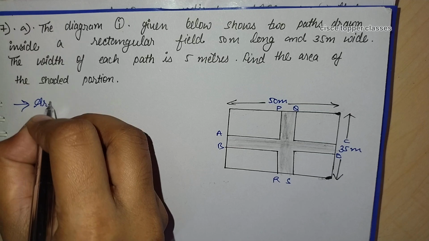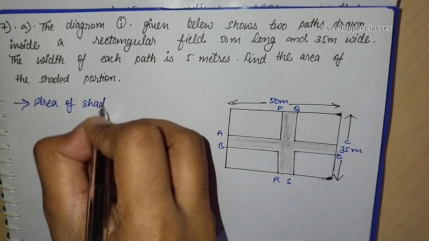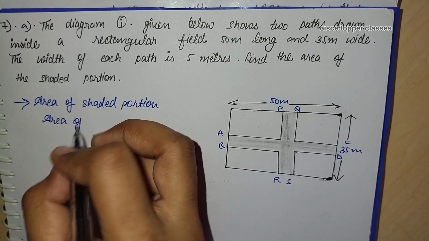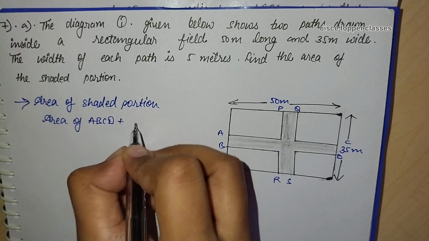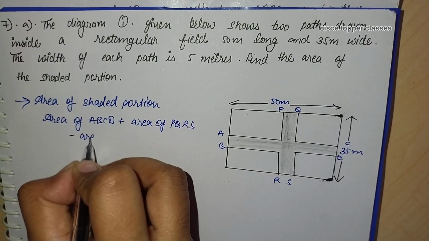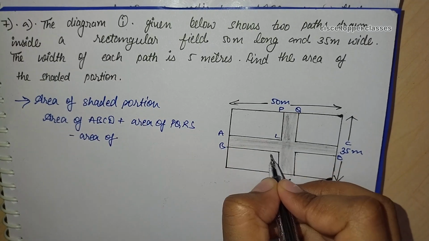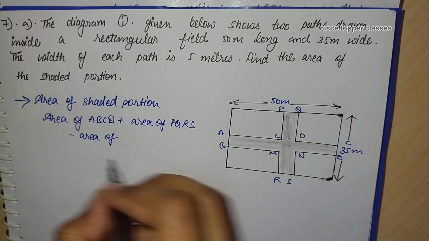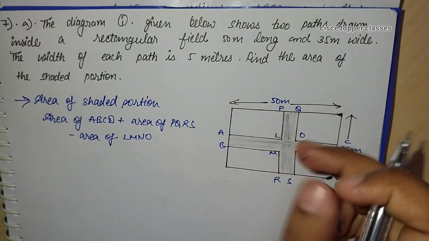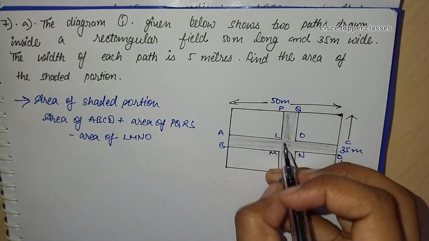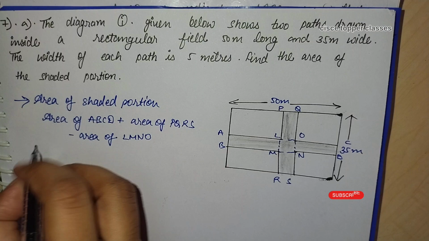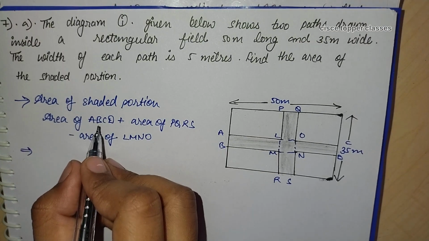So here we can write the area of shaded portion as the sum of area of A, B, C, D plus area of P, Q, R, S minus area of, let this be L, M, N, O. So minus area of L, M, N, O. Because on adding both these areas, we will get two rectangles of L, M, N, O. So here we can write this part as one rectangle we will subtract and we will get the area of this shaded portion. So this we can write because area of ABCD is length into breadth.